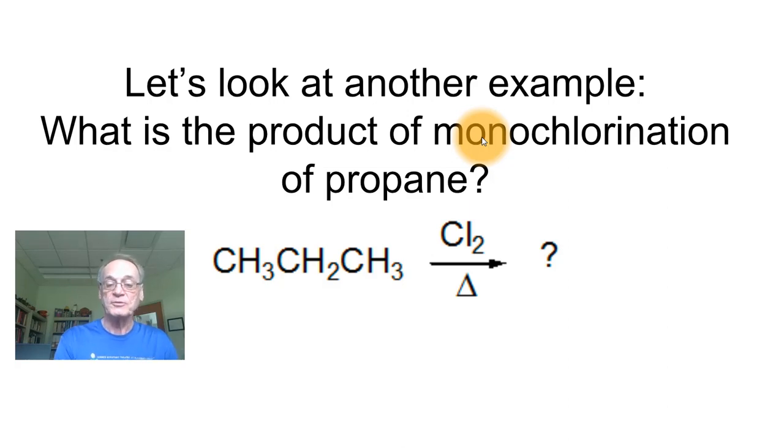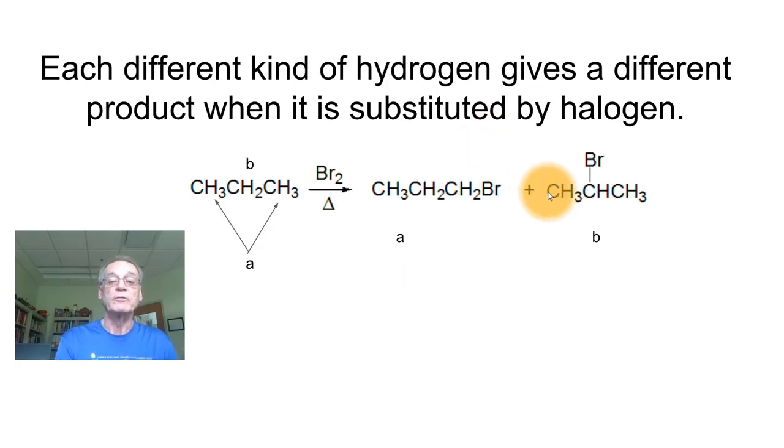Okay, so what's the answer? The answer is 2 different products. As I said before, since there were 2 different kinds of hydrogens, we will get 2 different products from it. And I think that's fairly simple to see in this case.